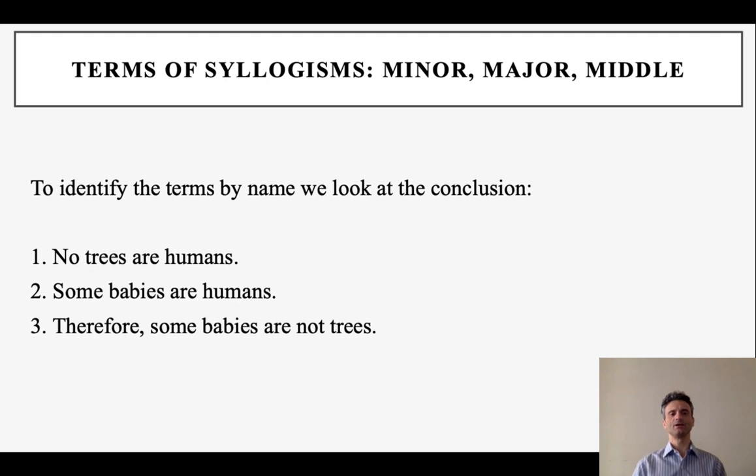As you can see in this example, in the conclusion, we have babies and we have trees. Which is the term that doesn't occur in the conclusion? That would be humans. So the first premise is no trees are humans, some babies are humans, and therefore some babies are not trees.